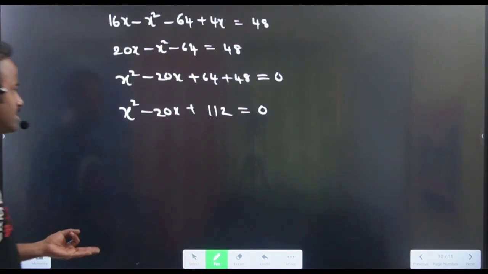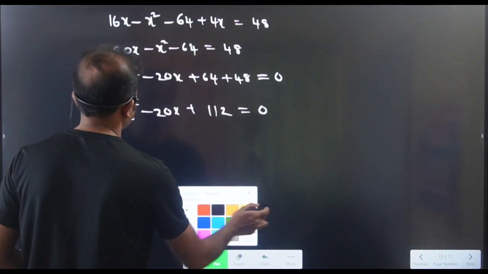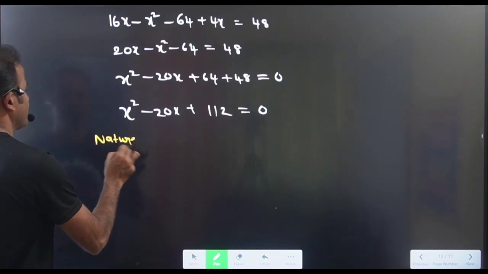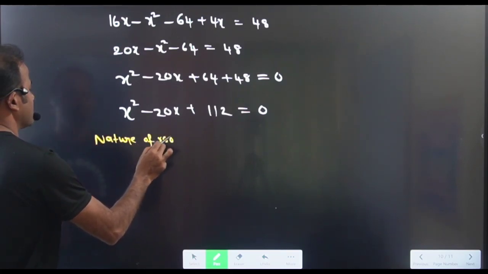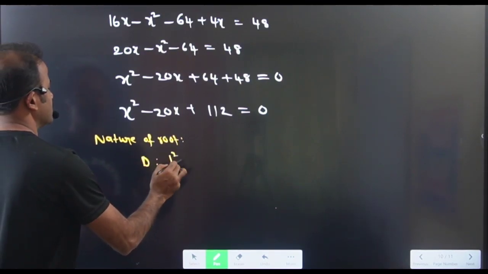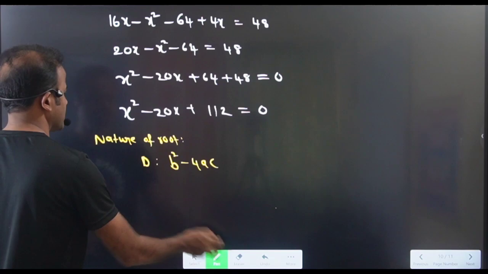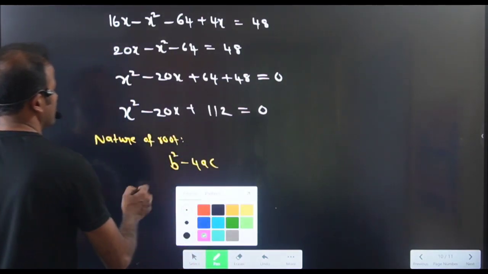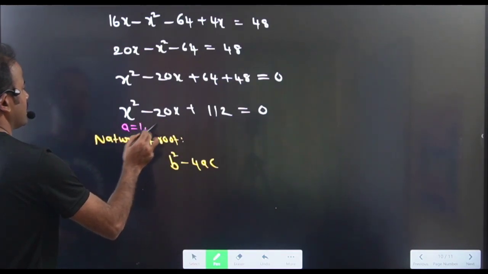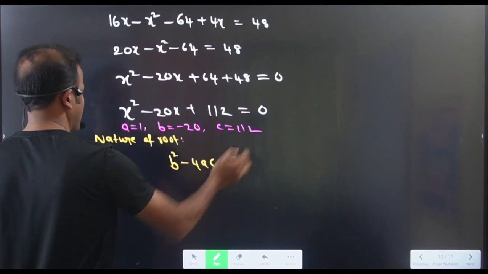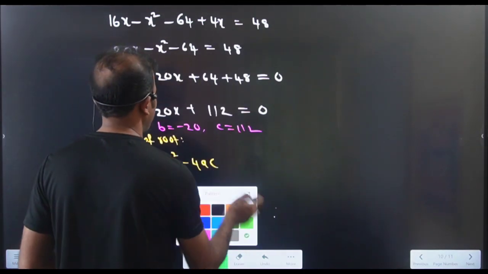Now you check the nature of the roots. How can we find the nature of roots? We can find it by using the discriminant formula, that is b square minus 4ac. Check the value of b square minus 4ac. What are the values here? Let us say a value is 1, b value is minus 20 and c value is 112. Check the discriminant value.